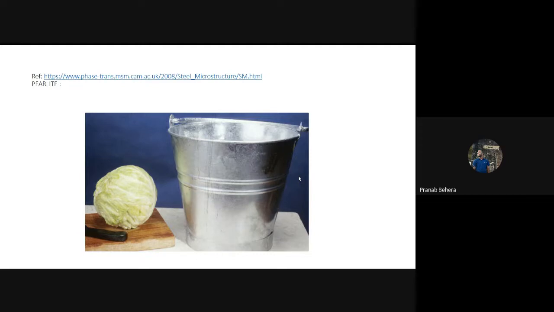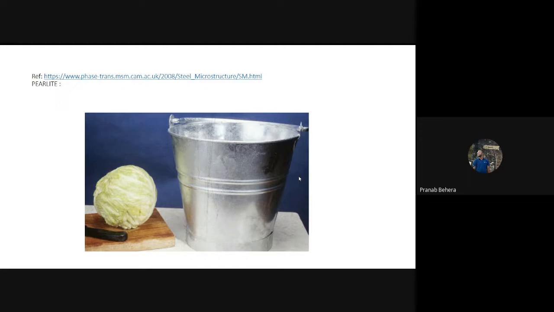And if somebody asks how pearlite forms, and whether pearlite is a phase or a mixture of phases? Mixture of phases. Yes, never say pearlite is a phase. It is a mixture of phases because it contains two different phases, ferrite and cementite. Okay, tell me how pearlite forms.